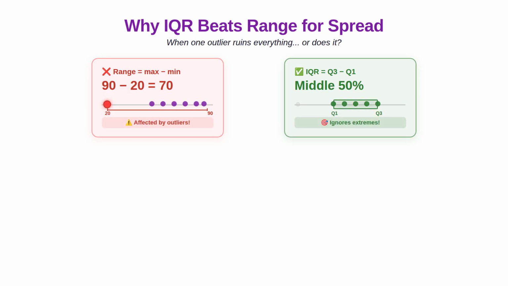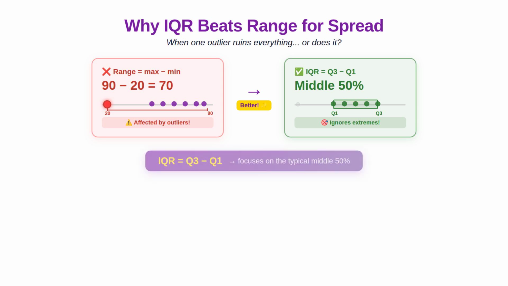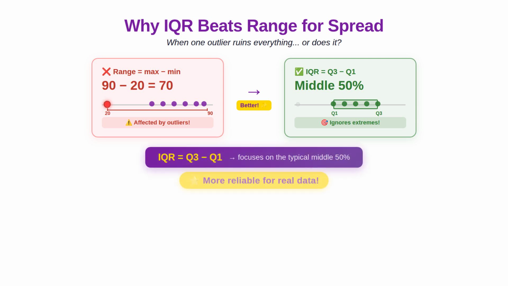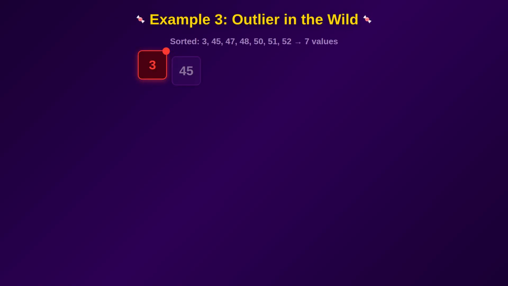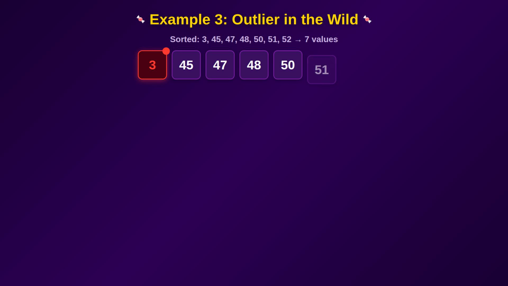Here's a question. Why do statisticians bother with IQR if we already have the range? Great question. Imagine your class took a test and everyone scored between 70 and 90, except one student who scored 20. The range would be 90 minus 20 equals 70, which makes it seem like scores were super spread out. But the IQR would ignore that one outlier and give you a much more accurate picture of how most students really did. IQR focuses on the middle 50%, the typical data, and that makes it way more reliable.